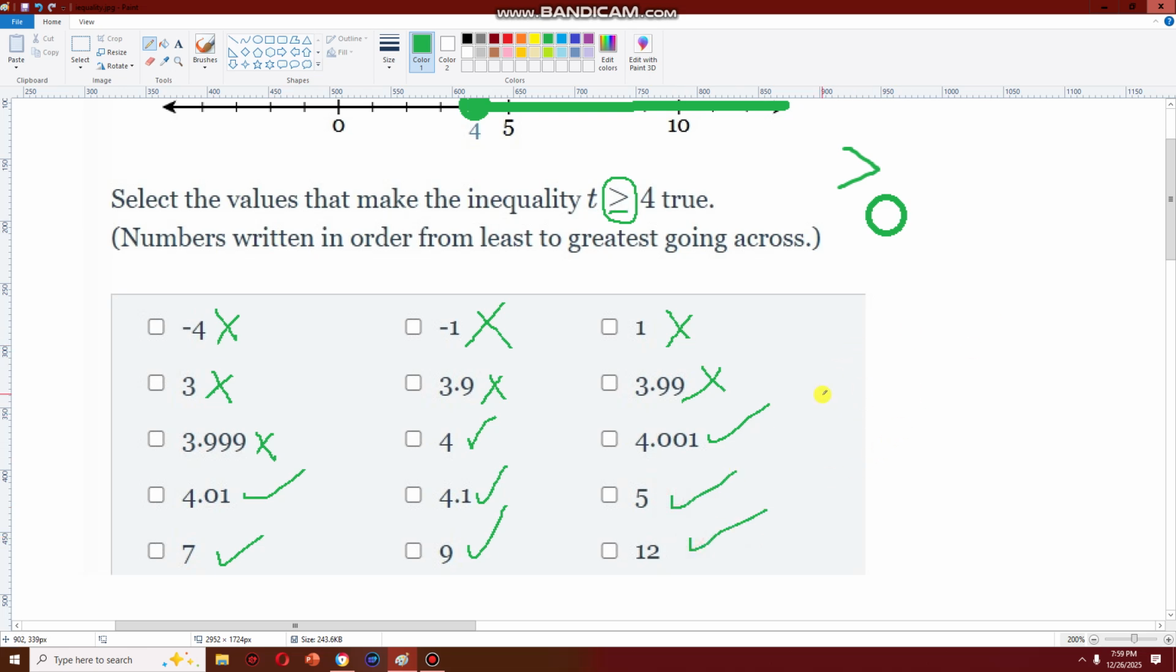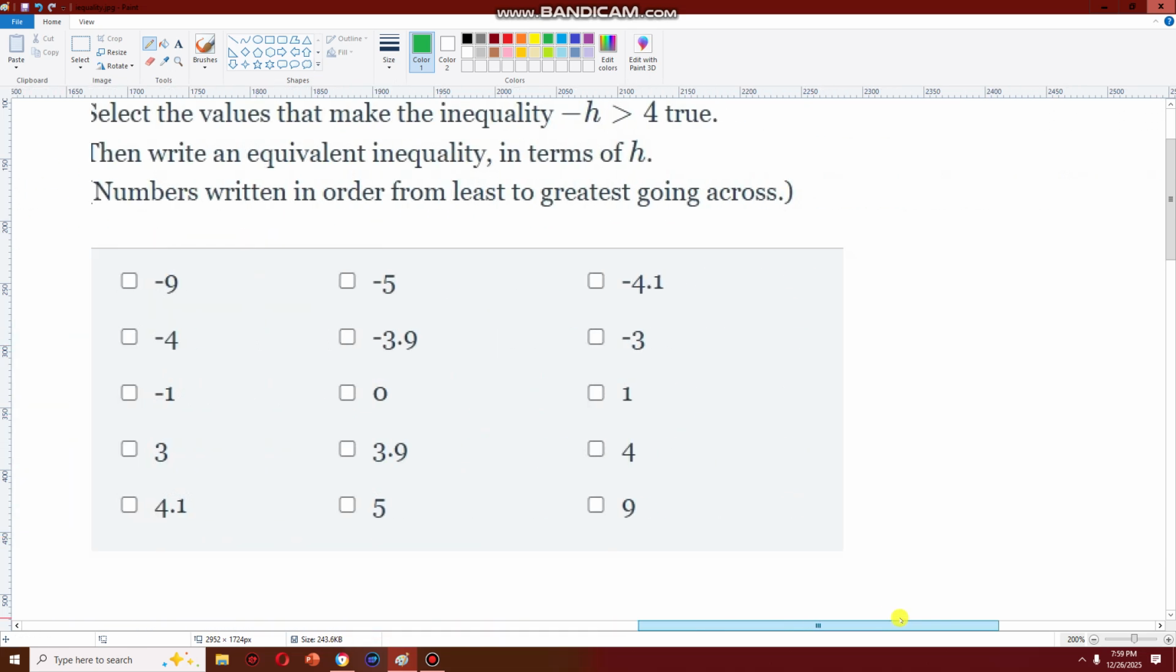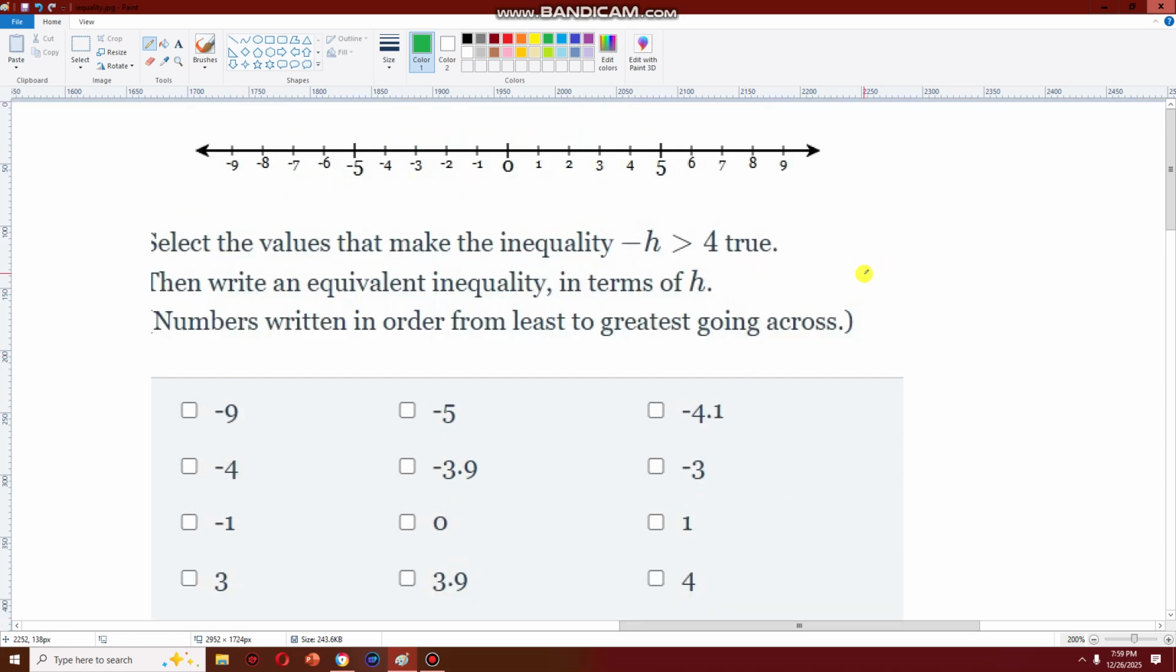Okay? Let's try another one. I'll show you another one. How about this one right here? Oof, let's take a look at this one. Minus h is greater than 4. First thing you show this on the number line. Well, first things first. Minus h greater than 4. You cannot have your variable here with a negative. You can't. Not allowed. We need to get rid of this minus sign.